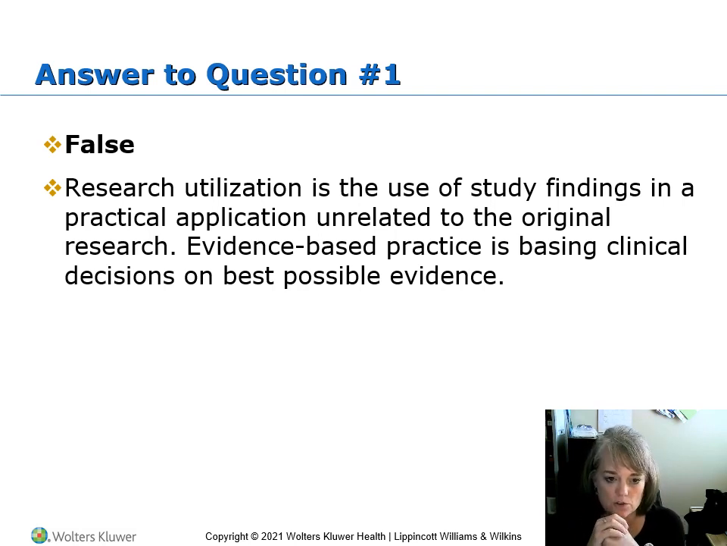So research utilization is the use of study findings in a practical application unrelated to the original research. But evidence-based practice is really basing clinical decisions on the best possible evidence. And one of the things that I hope you walk away from this course with is how exactly do you determine if it's the best possible evidence? And how do you read a research study to make those decisions?